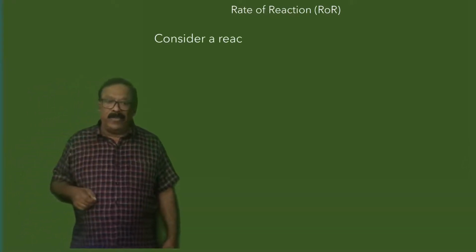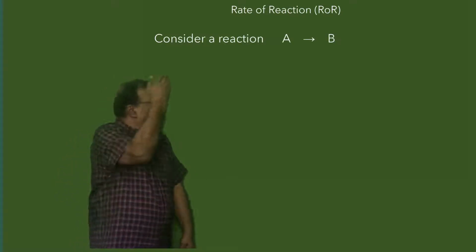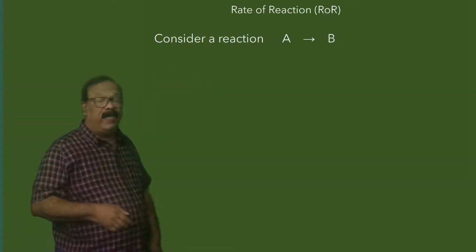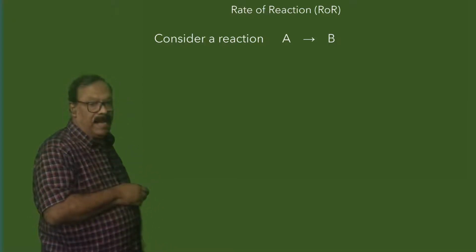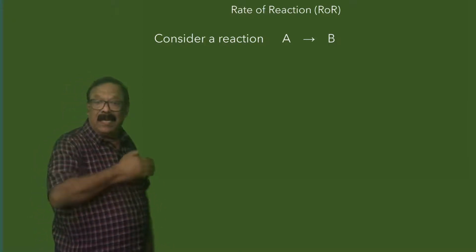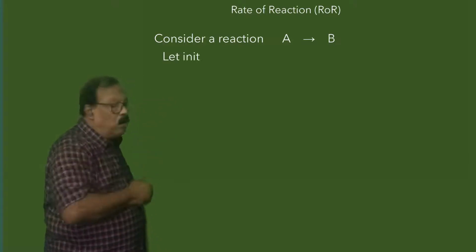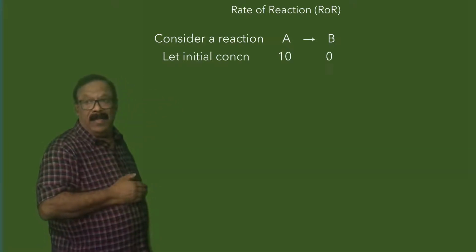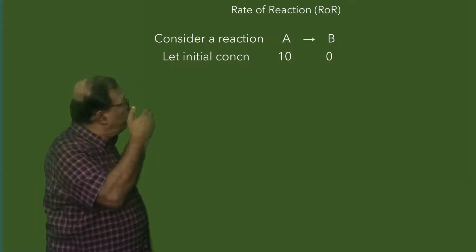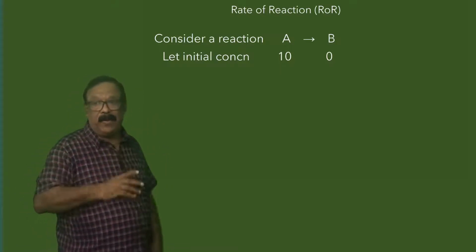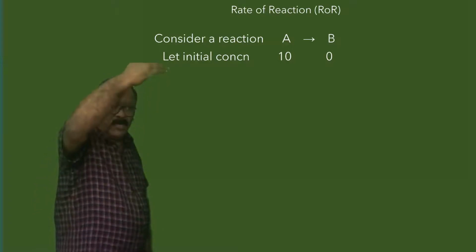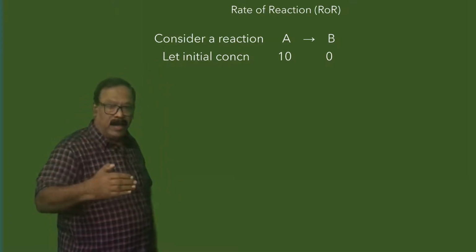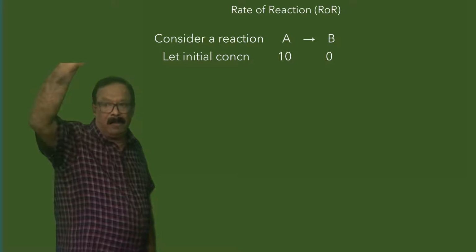For calculation of the rate, let us consider a reaction A giving B. The initial concentration of A is taken as 10 moles per liter. At that time, the concentration of B will be equal to 0. When the reaction goes on, the concentration of A will come down and the concentration of B will go up.